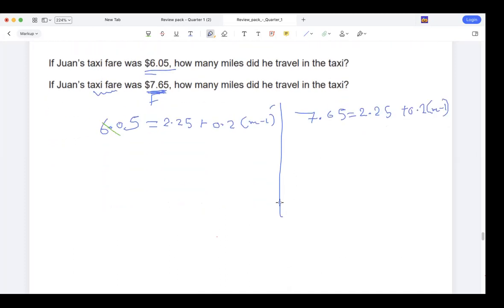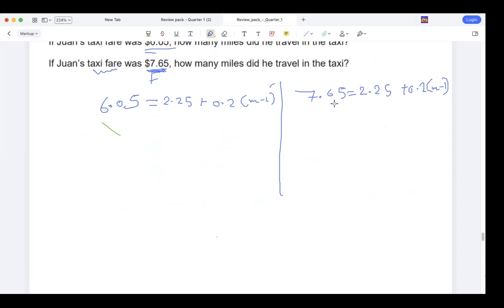Very good. And then you will solve. What will I multiply with, Salah? 7.65. What should I multiply by? 10 or 100? You have to place the decimal point, so you should multiply by 100 to make it 765. Multiply by 100 left, and you also multiply by 100 right. Very good.